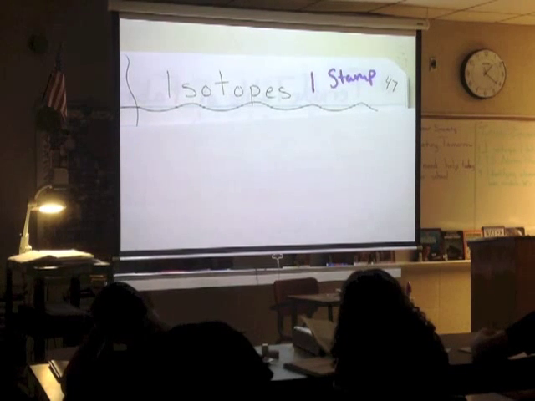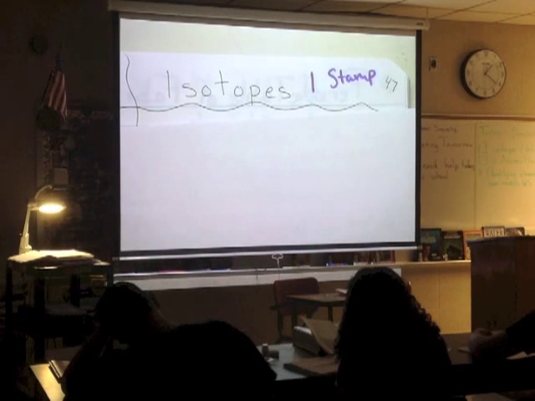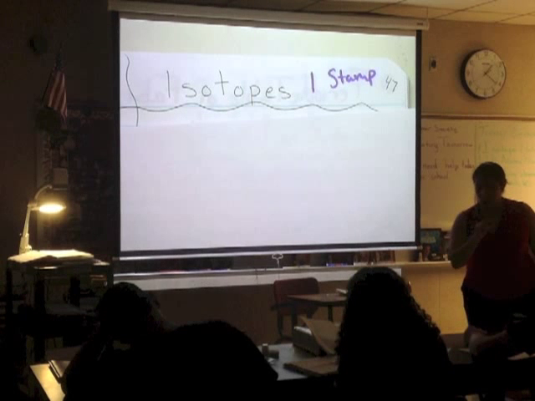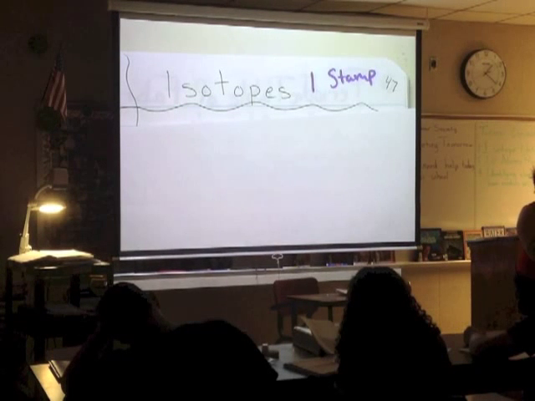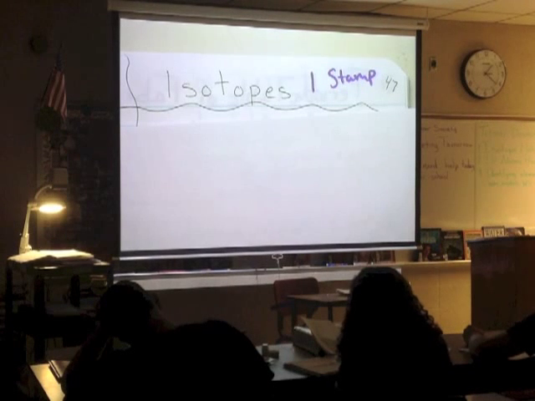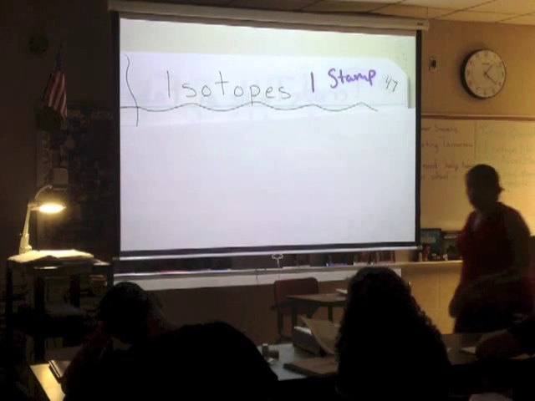Okay, so the first one was that all elements are composed of atoms, right? The second one was what? Atoms of the same element are alike, which I think that's the one you're talking about. Okay? So atoms of the same element are alike. What was the next one? Atoms of different elements are different. And? Okay. Compounds are formed by a joining of two or more elements.